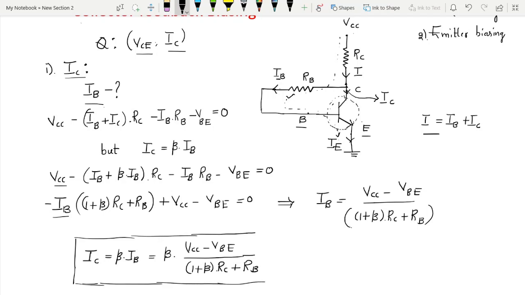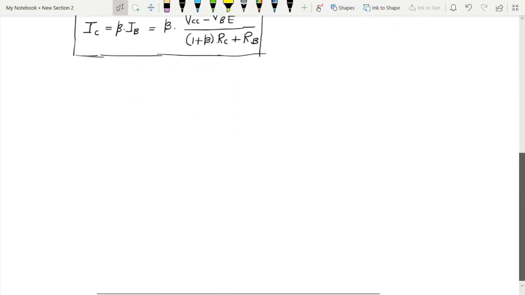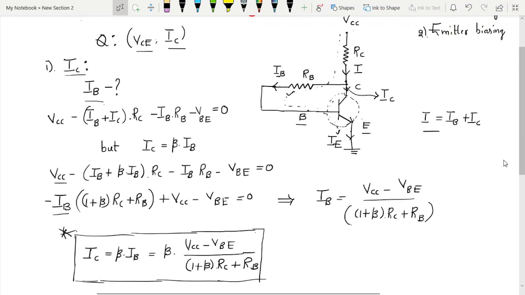So this is the collector current, or the operating point. And we have to find out the next thing, that is the output voltage. So from this equation, directly we will apply the loop equation for this region. Yes, so here just apply the loop equation.